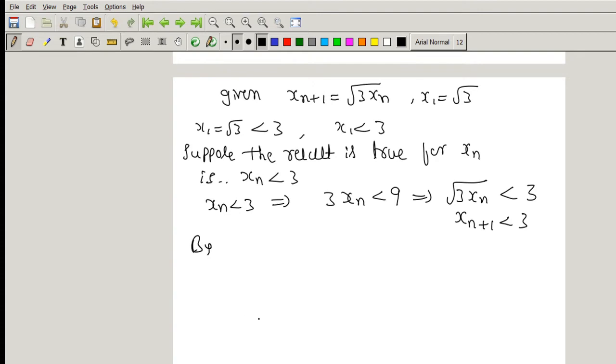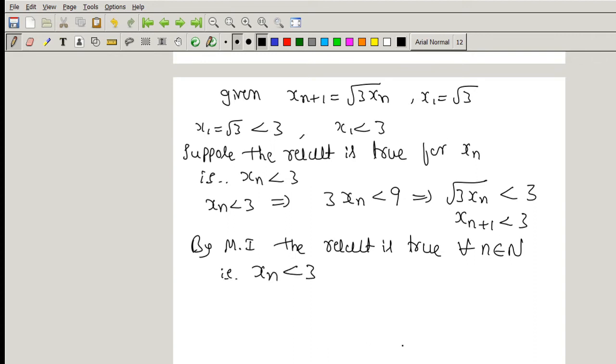By mathematical induction, the result is true for all n belongs to N. That is, xn less than 3 for all n belongs to N is the condition of bounded above, which implies the given sequence xn is bounded above.